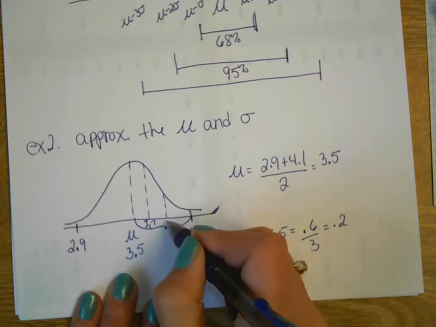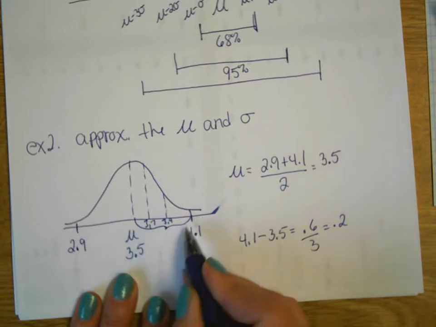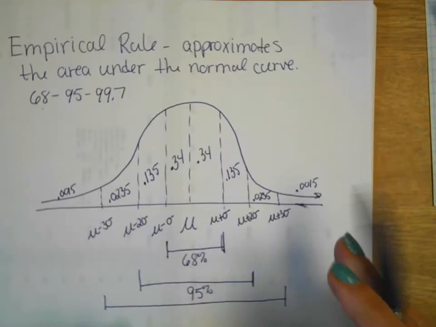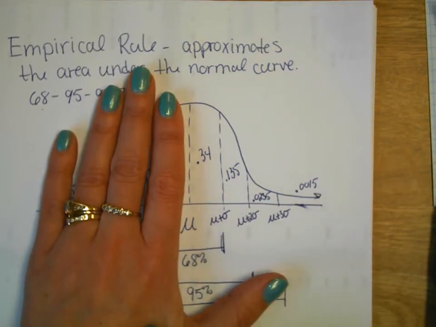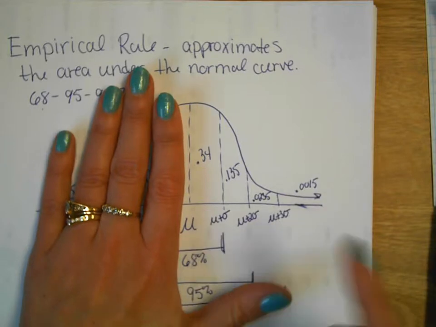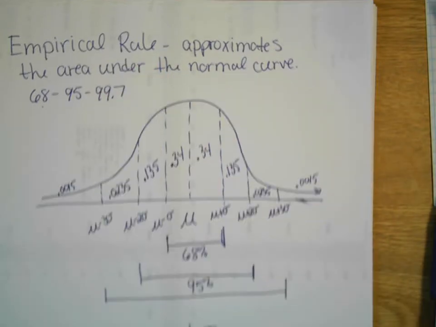So why do you have to subtract them? Because I need the distance. I need this distance because I'm going from here to here, from here to here. I need 3 equal parts. So to get a distance on a number line, I subtract.